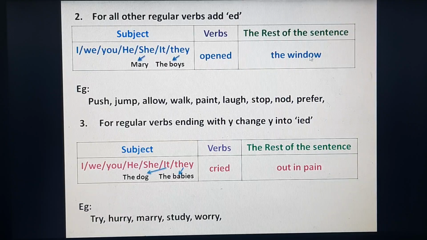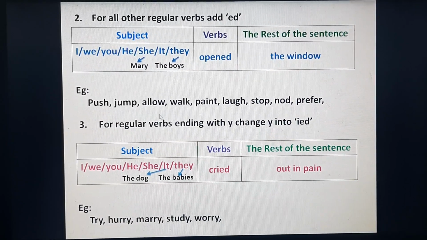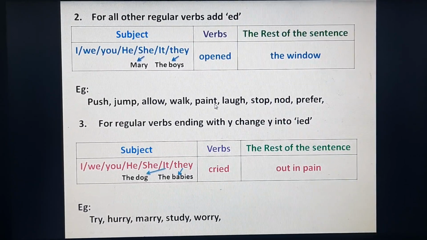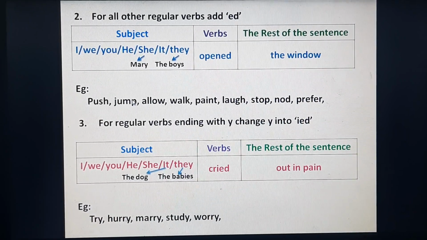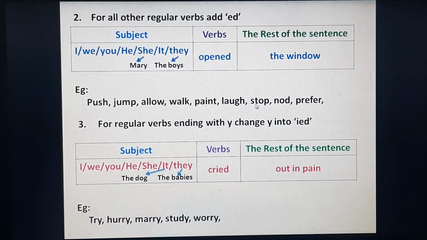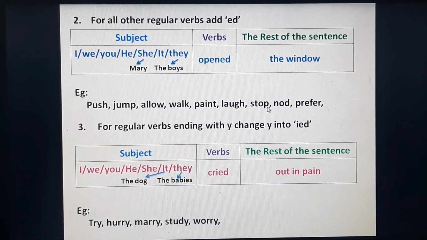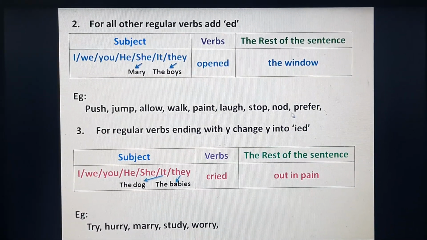They opened the window. The boys opened the window. We have verbs here that can be made into past tense by adding ed. Jump, jumped. Paint, painted. Stop, stopped. Now this will be double p, ed. Nod, nodded. Double d, ed.